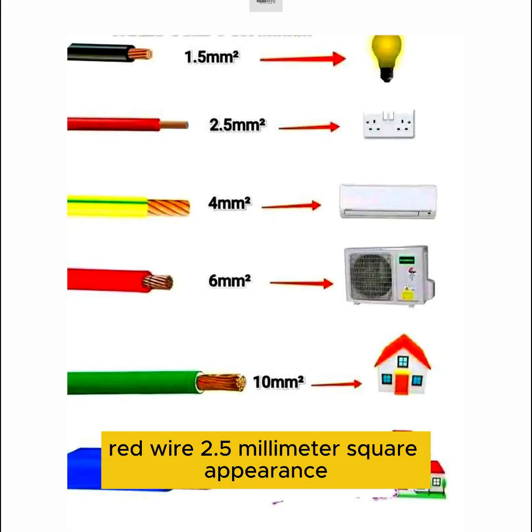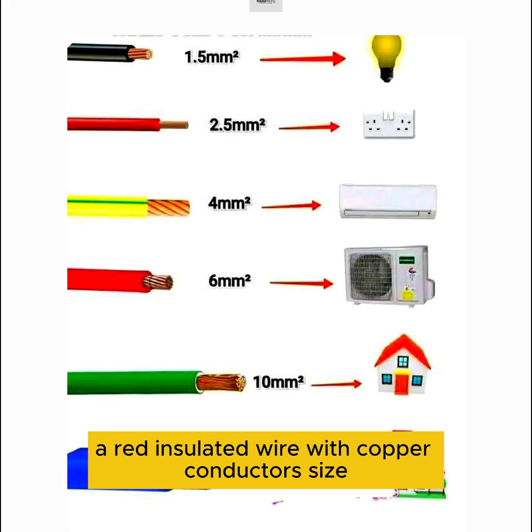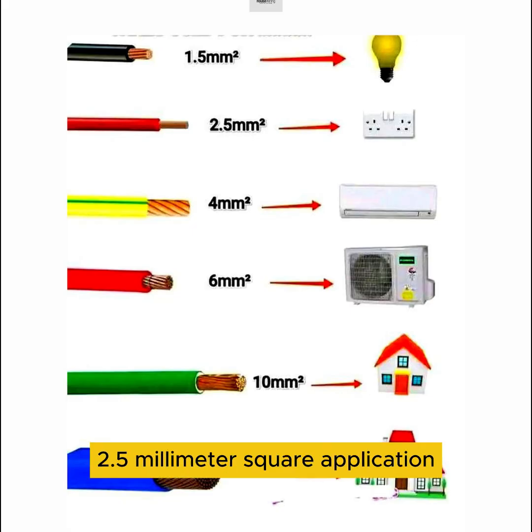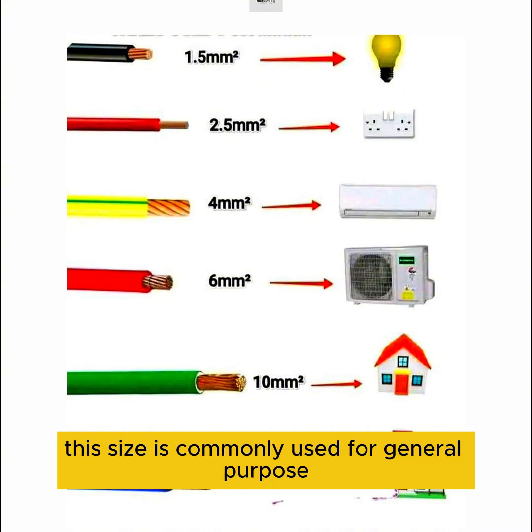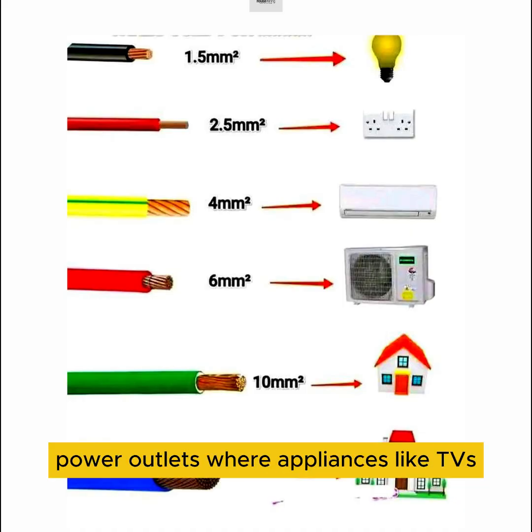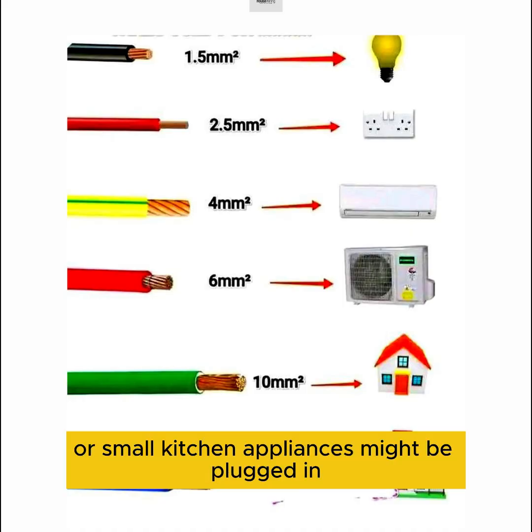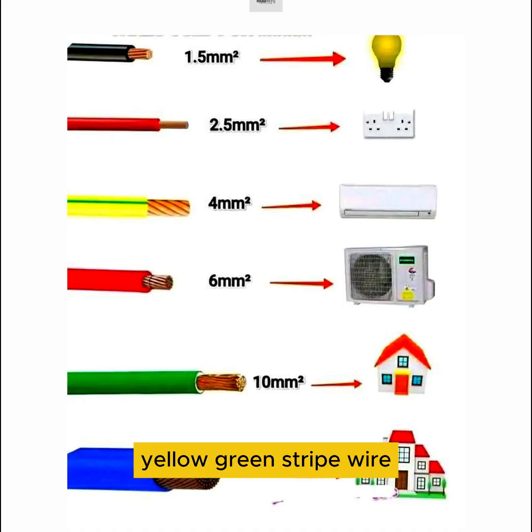Red wire, 2.5 millimeter square. Appearance: a red insulated wire with copper conductors. Size: 2.5 millimeter square. Application: an arrow points to an electrical outlet, socket. This size is commonly used for general-purpose power outlets where appliances like TVs, computers, or small kitchen appliances might be plugged in.